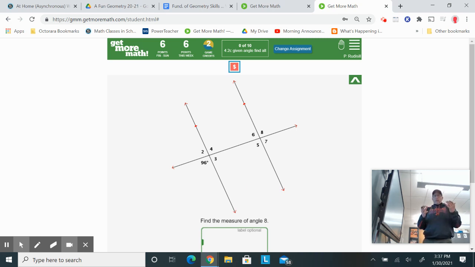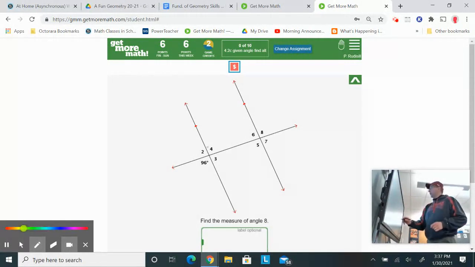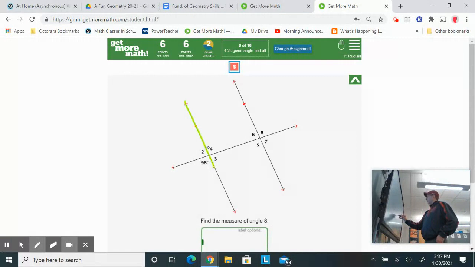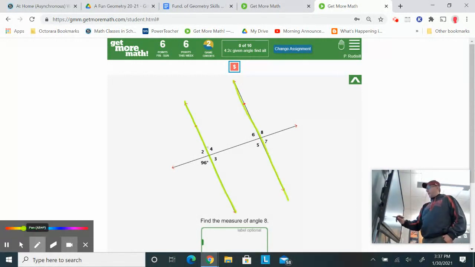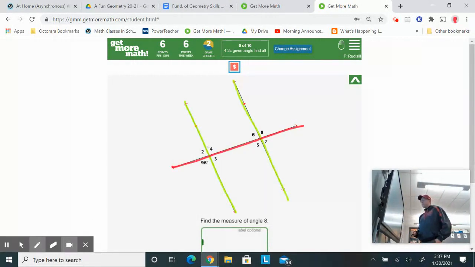Right, so in this video, we're looking at another pair of angles when you have parallel lines cut by a transversal. By now, we should be seeing something when you have two parallel lines. Just trace over those with yellow, and they're cut by a transversal. Outline that with red.